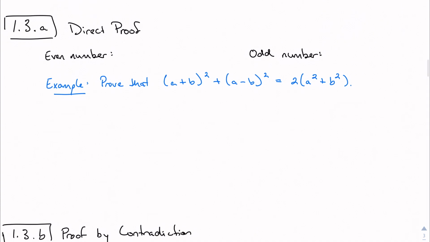All right, so moving on to 1.3 part A, this is where we started talking about all these different proof techniques that we have. We started talking about direct proof. For direct proof, if I have an even number, some of the strategies we learned were that whatever even number I want is 2 times some integer k.